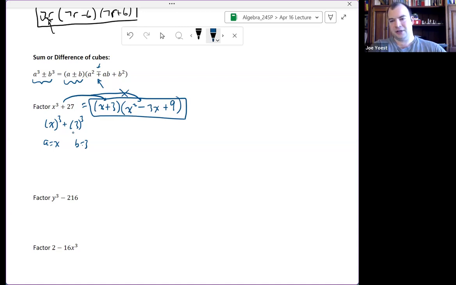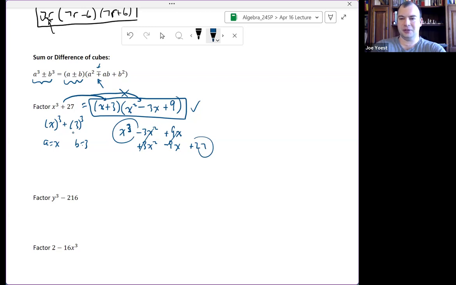It seems strange that it would factor like this. What happens here? Well, x times x squared gives me x cubed. X times negative 3x gives me negative 3x squared. X times 9 gives me plus 9x. And now I distribute my 3. 3 times x squared gives me a plus 3x squared. 3 times minus 3x gives me a minus 9x. 3 times plus 9 is plus 27. And I see I get this kind of miraculous cancellation of my middle terms. I end up with x cubed plus 27, which is exactly what I had hoped for.